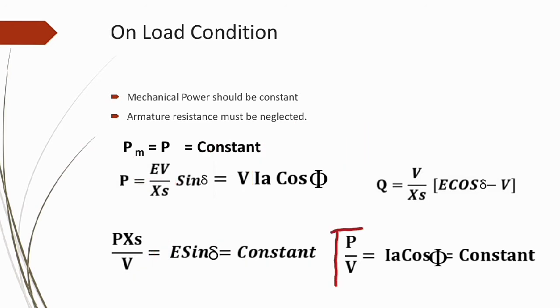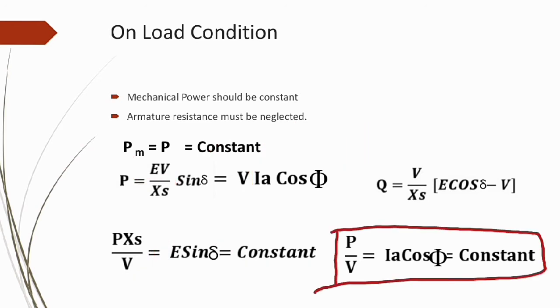Here we discuss P upon V equals Ia cos phi equal to constant. So we have two constants: E sin delta equal to constant, and second, Ia cos phi equal to constant. That means these values should not be affected, or should be constant in every situation. Whatever you do, whether your excitation is increased or decreased, it doesn't matter, the E sin delta and Ia cos phi should be constant in that manner. That is the key term when we make a phasor diagram.